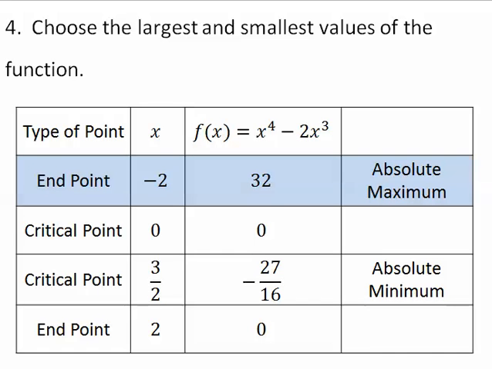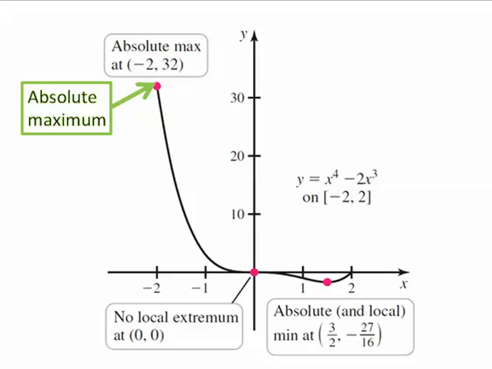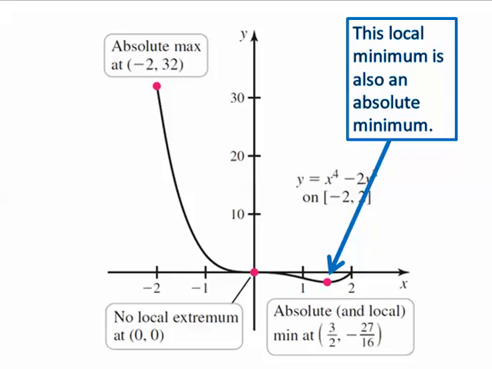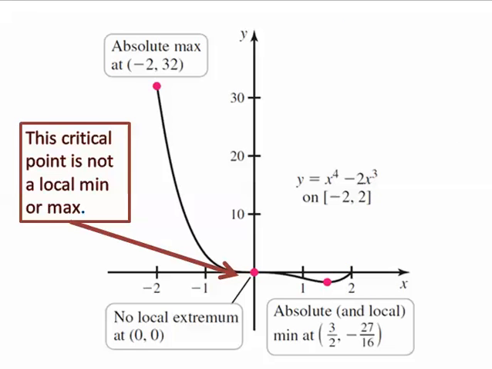And our highest point is at -2. We have a height of 32. And our lowest point is at 3/2. We have a height of -27/16. And so our absolute max is at our highest point at the endpoint, and our absolute min is at 3/2. And you might recall we had a critical point at 0. Notice that it's not a local min and it's not a local max.